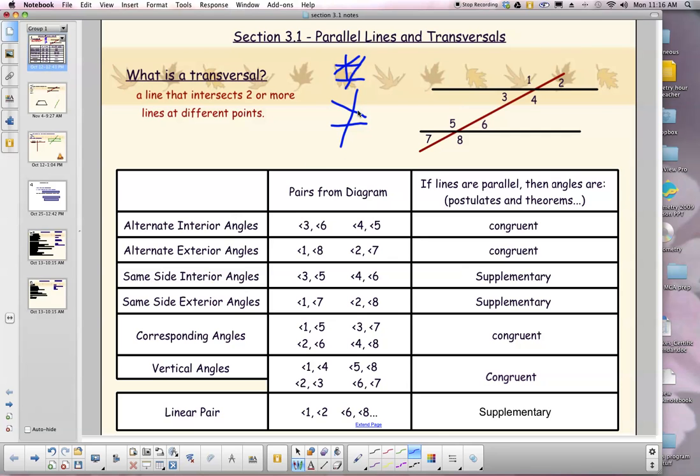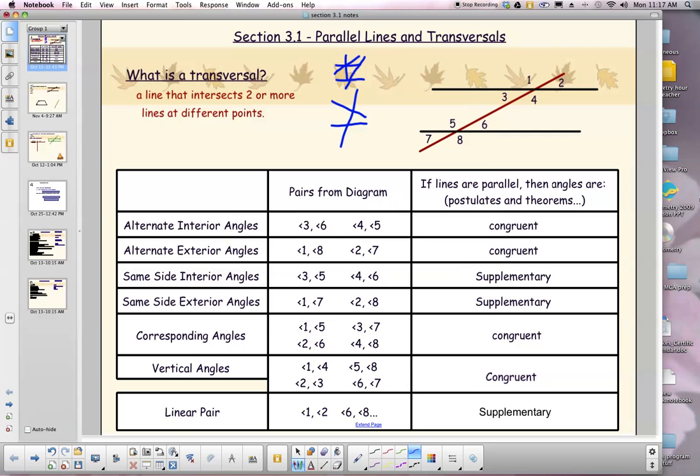When you have two lines cut by a transversal, it creates 8 angles. 1, 2, 3, 4, 5, 6, 7, 8. And those 8 angles have several different relationships. The relationships here are listed. For example, the first pair that we are going to talk about is called alternate interior angles. They are called alternate interior angles because they are on alternating sides of the transversal, and yet they are on the interior of the parallel lines. So the pairs in this picture would be 3 and 6 would be alternate interior, and 4 and 5 would be a pair of alternate interior.